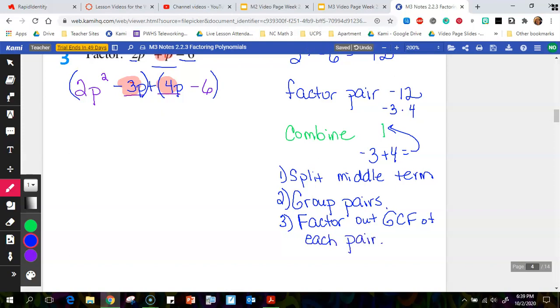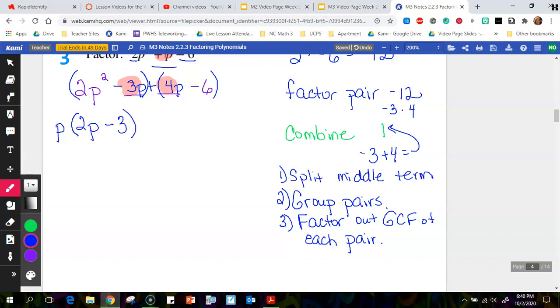So 2p squared minus 3p. Well, 2 and 3 don't have any factors in common, but p squared and p, they have a p in common. So I'm going to factor that out. What I'm doing, remember, is the opposite of the distributive property. So I factor out the p, and then I divide 2p squared by p, that's 2p, and minus 3p divided by p is 3.